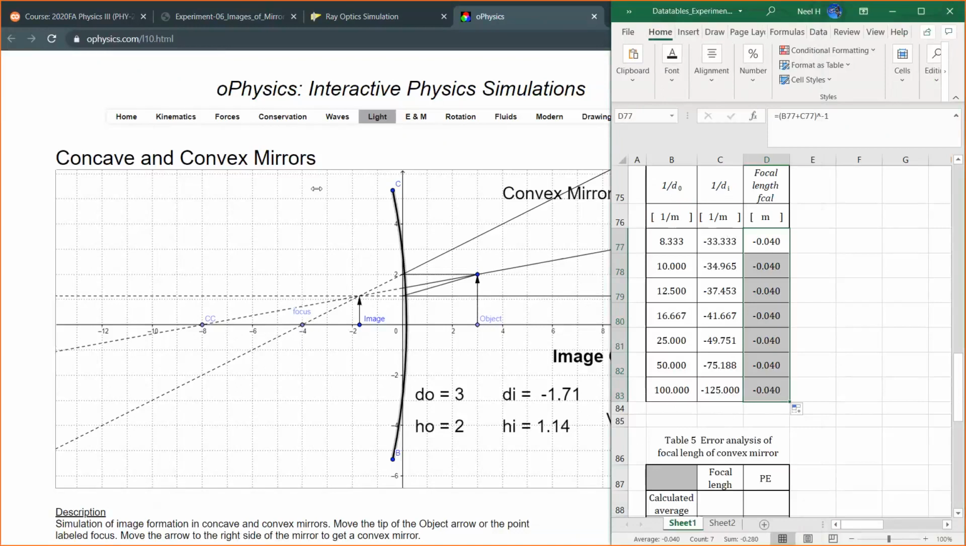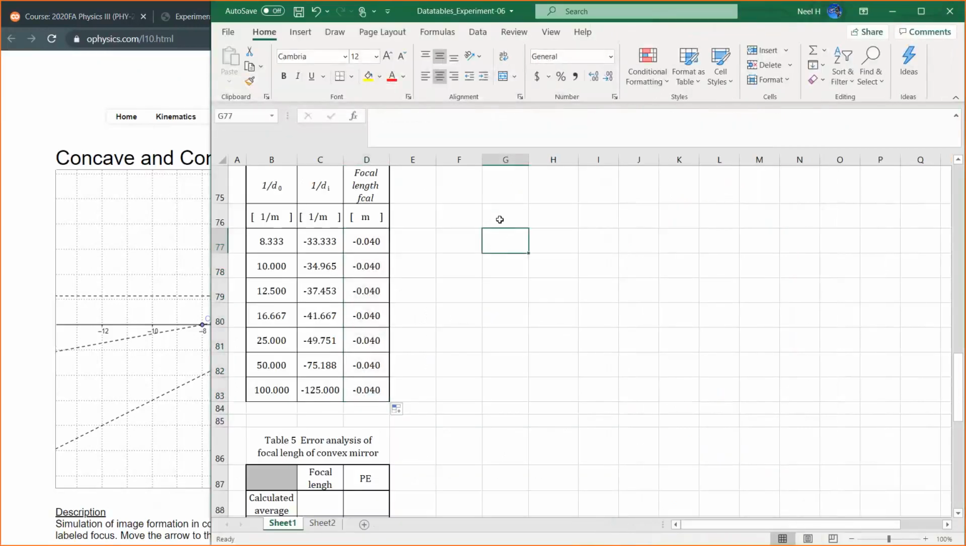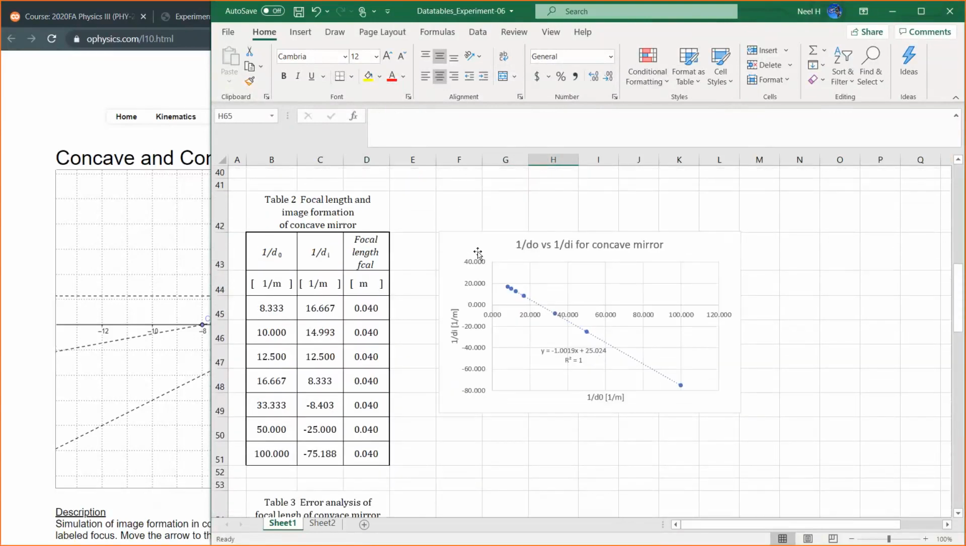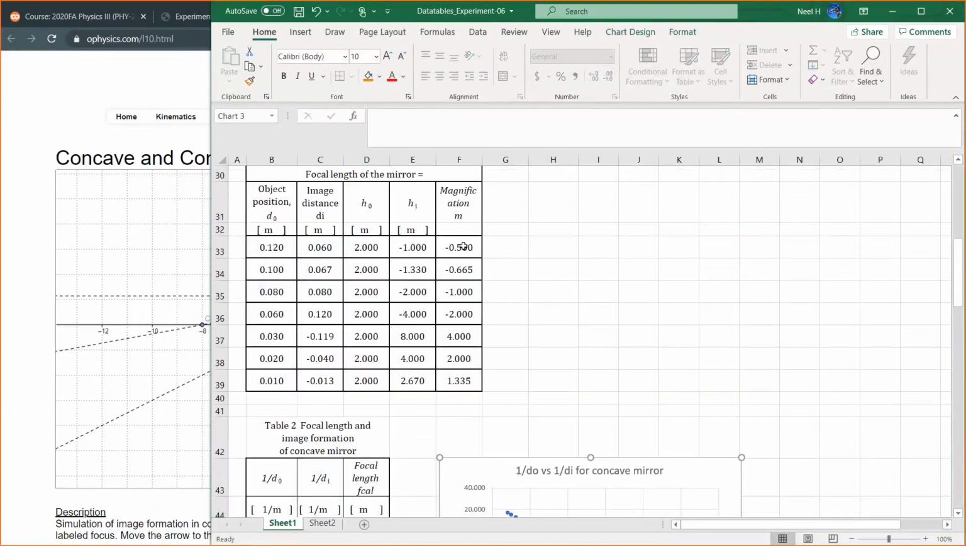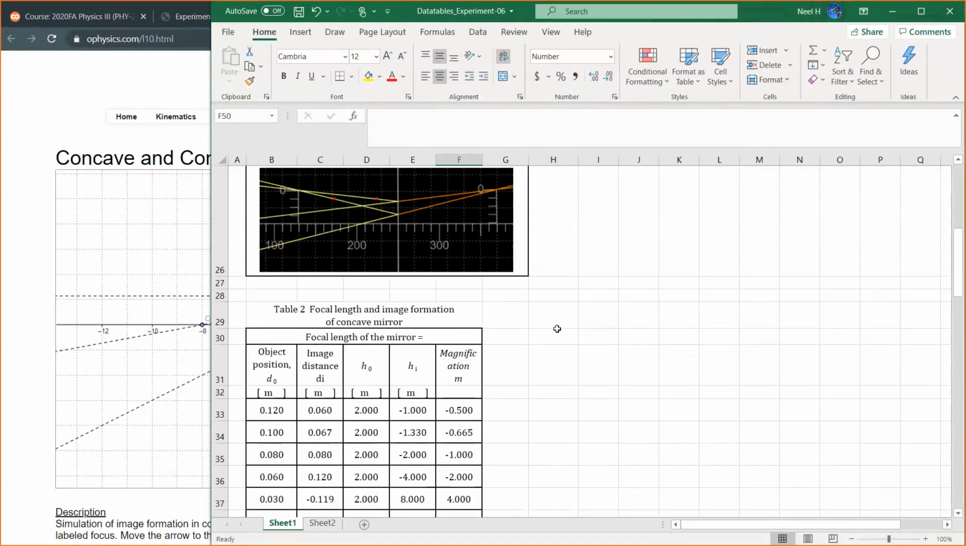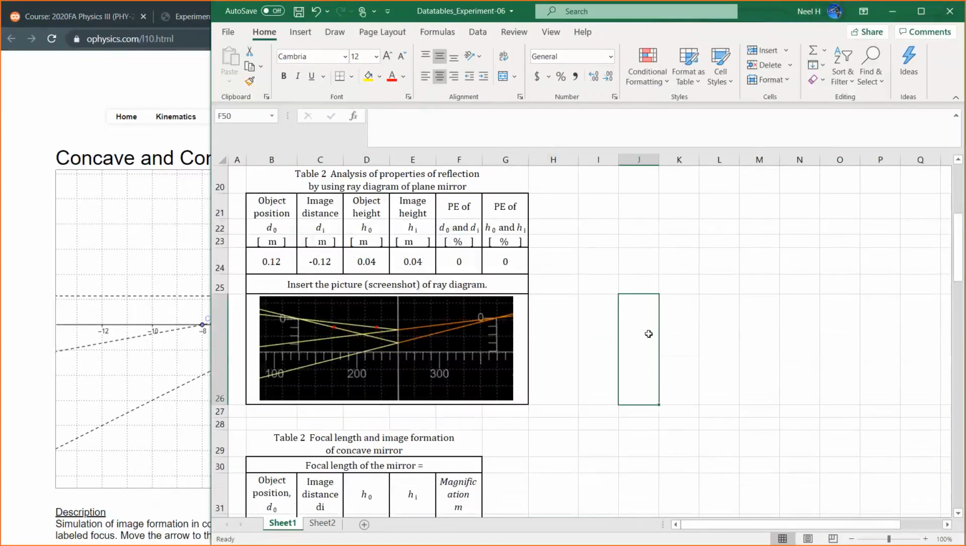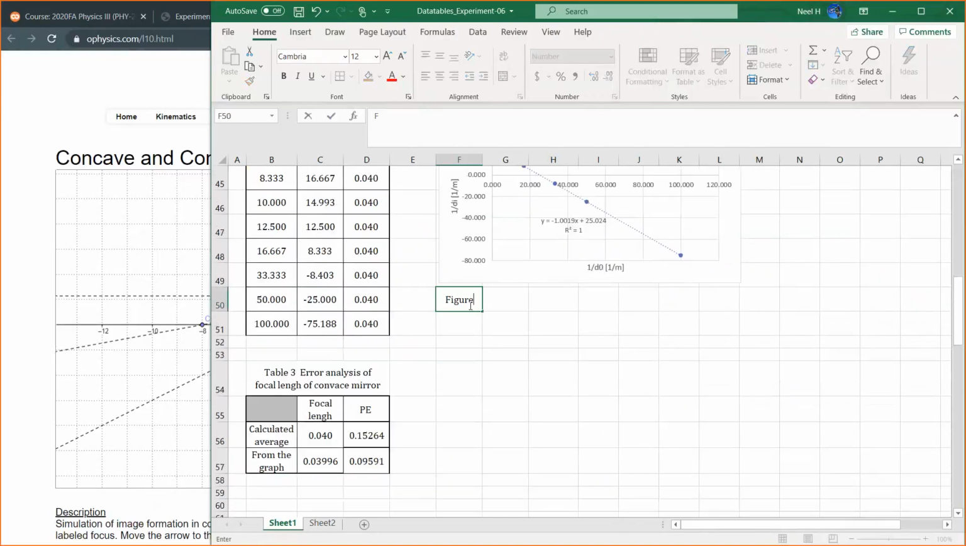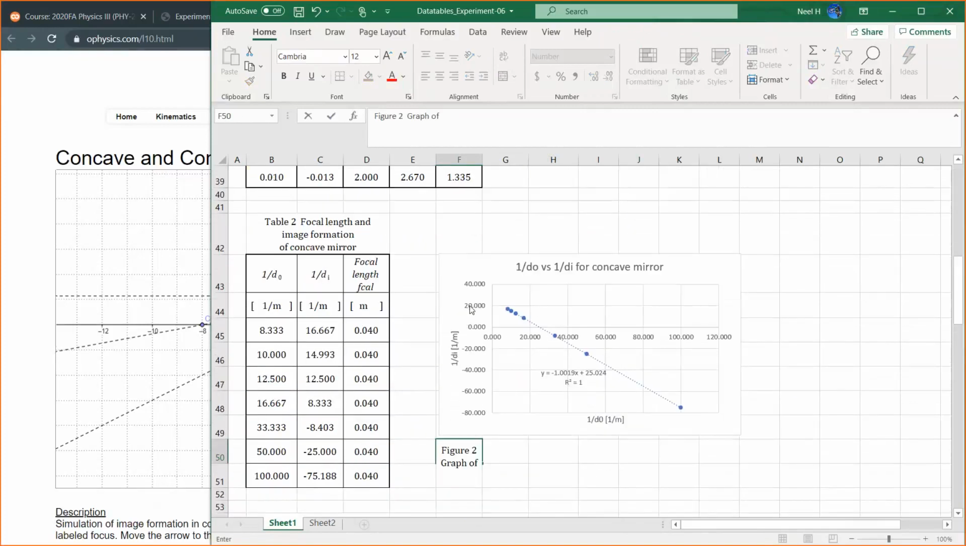Let's do the same analysis we did earlier. Let's make a graph and then check the same number from the graph. Since we already did the graph earlier, you can make the graph from scratch, but you can also bring this graph to the next. Now this is going to be our figure number 2, because earlier we had one figure here, the simulated picture. Figure 2, this is now the graph of 1 over d0 versus 1 over di for concave mirror.